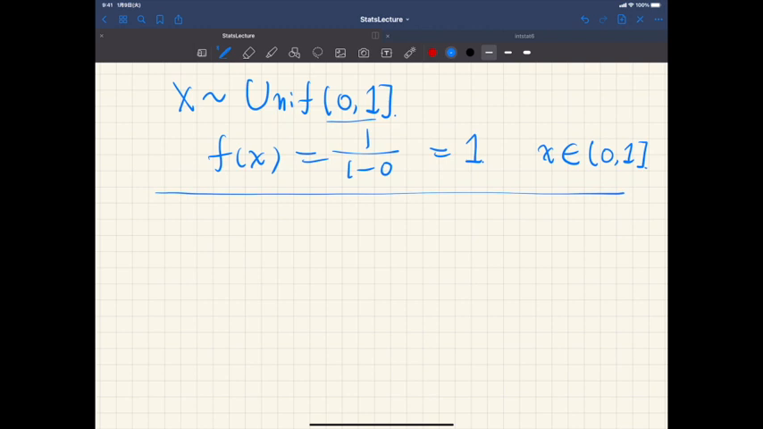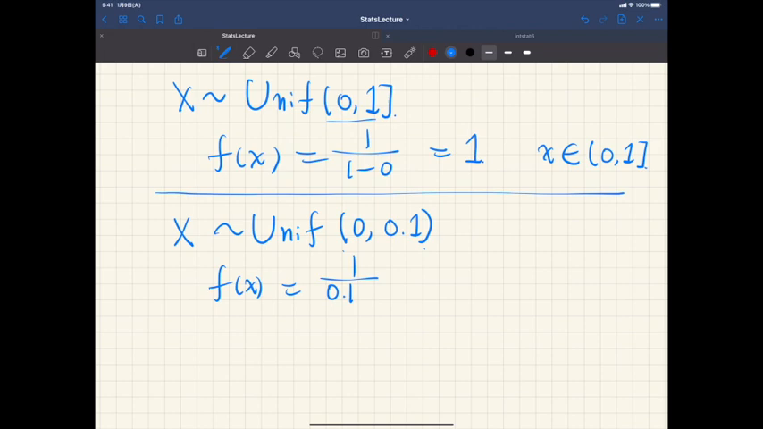And another example, let's say the uniform distribution is between 0 and 0.1, both exclusive. Then the density function is 1 over 0.1 minus 0, so that's actually 10, as long as x is between 0 and 0.1. Okay, so notice that this value is greater than 1, but that's okay because this is a density function, not the probability.